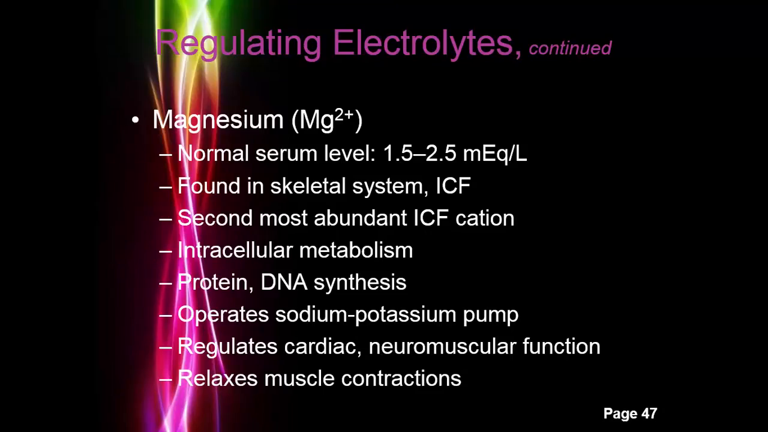All right, magnesium. Your normal magnesium level is 1.5 to 2.5 milliequivalents per liter. It is found in the skeletal system and in the intracellular fluids. It is the second most abundant intracellular fluid cation. It is important in intracellular metabolism. It also helps with protein and DNA synthesis, operates the sodium-potassium pump, and regulates cardiac neuromuscular function. It also aids in relaxing muscle contractions.